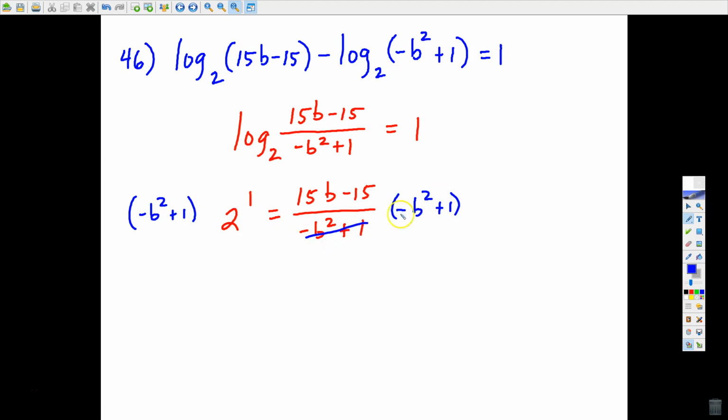Alright, that's going to cause these to cancel. On the left side, distribute, so 2 times negative b squared plus 2 times 1. Alright, and it looks like we're going to have a quadratic equation. So let's see, I'm going to move these over here. I like for my lead, my quadratic term, to be positive, so I'm going to move negative 2b squared over to the right, and this will be subtracting 2.